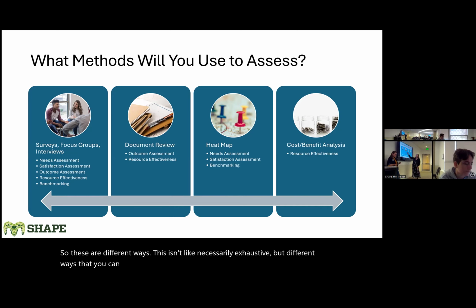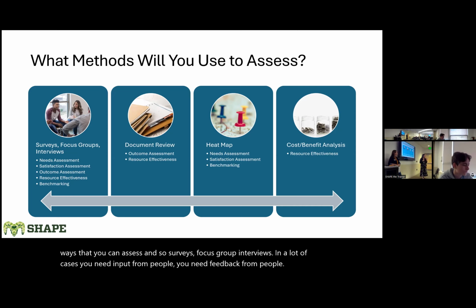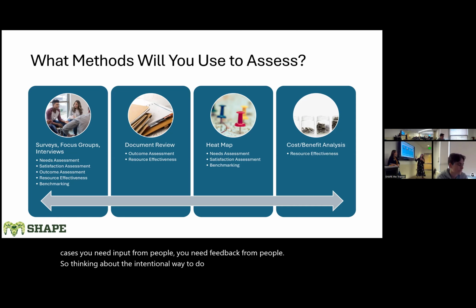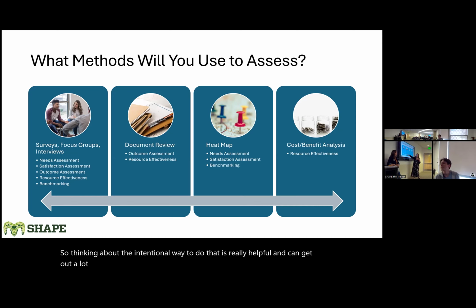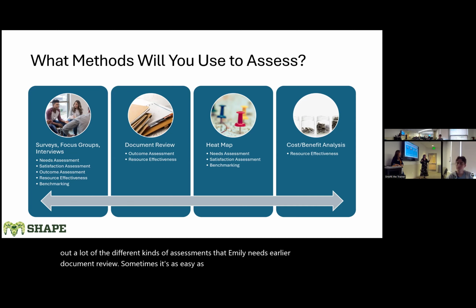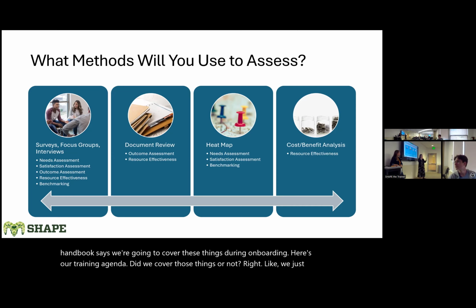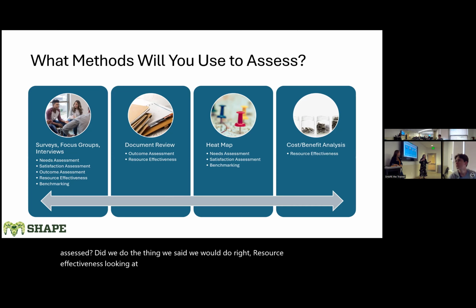So surveys, focus group interviews. In a lot of cases, you need input from people. You need feedback from people. So thinking about the intentional way to do that is really helpful and can get at a lot of the different kinds of assessments that Emily named earlier. Document review, sometimes it's as easy as saying, okay, our student employee handbook says we're going to cover these things during onboarding. Here's our training agenda. Did we cover those things or not, right? We just assessed, did we do the thing we said we would do? Resource effectiveness, looking at budgets and spreadsheets, those kinds of things.